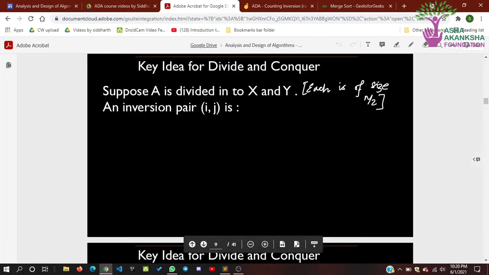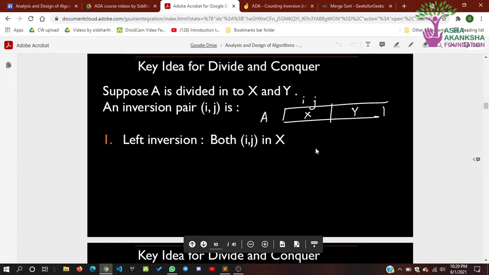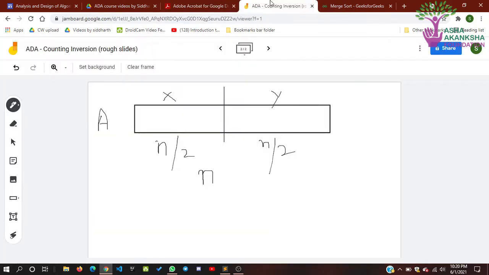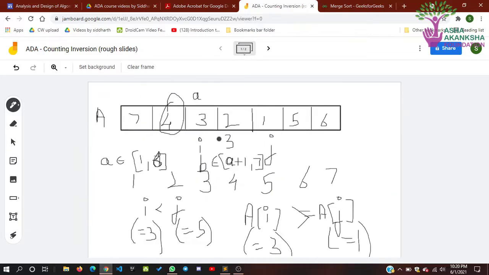Now, before continuing, I will describe what an inversion pair is. I comma j is an inversion pair. Like in this case, I said that 4 and 2 are counted as one inversion. So I will just say 4 comma 2 is an inversion pair, where 4 and 2 are elements and not indexes. Remember this.